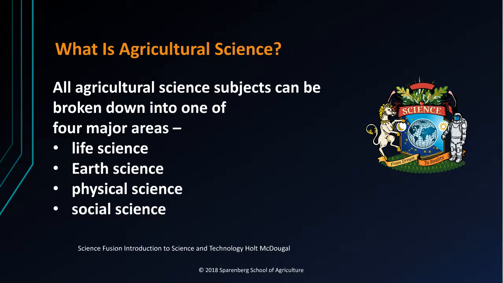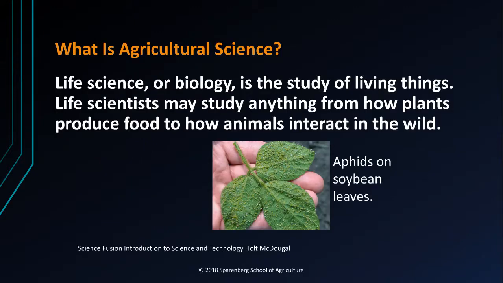All agricultural science subjects can be broken down into 4 areas: life science, earth science, physical science, and social science. Life science, or biology, is the study of living things. Life scientists may study anything from how plants produce food to how animals interact in the wild.